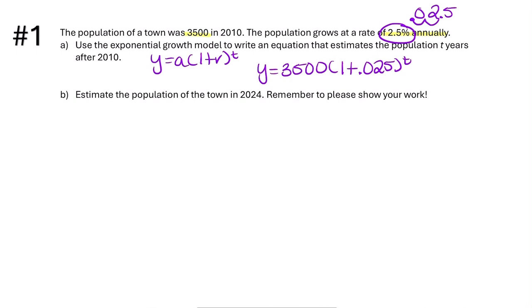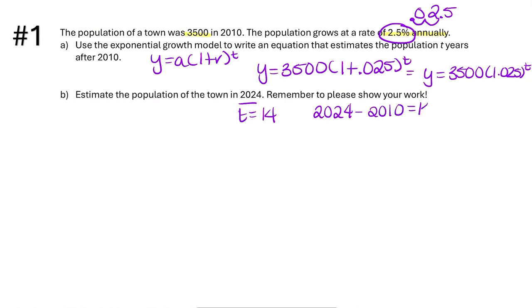So this is okay, but remember, it's just better to go ahead and add that 1 plus 0.025. So we have y equals 3,500 times 1.025 to the t. Now we're going to use this model to estimate the population in 2024. In 2024, we're going to have t equals 14 because 2024 is 14 years after 2010. So the time that's passed has been 14.